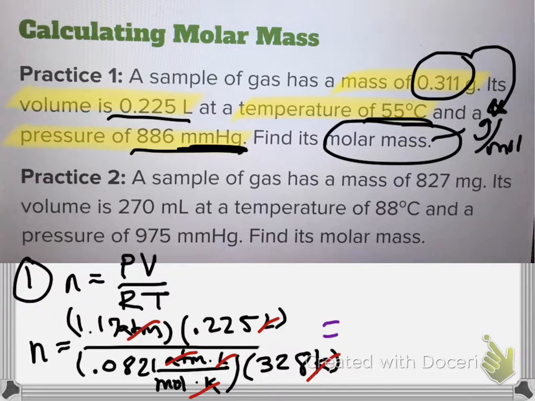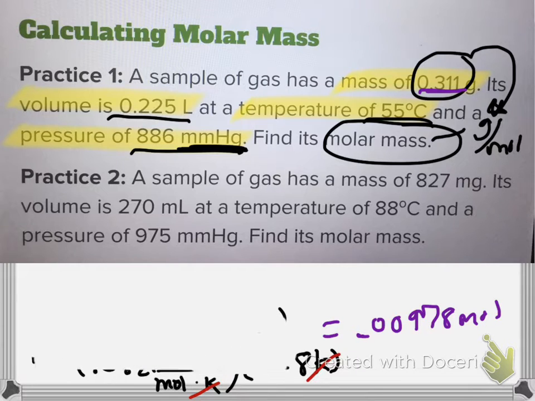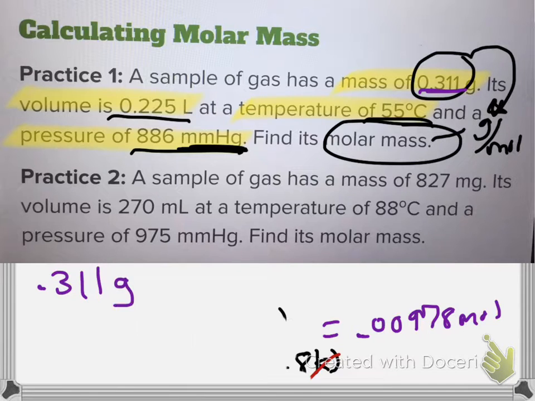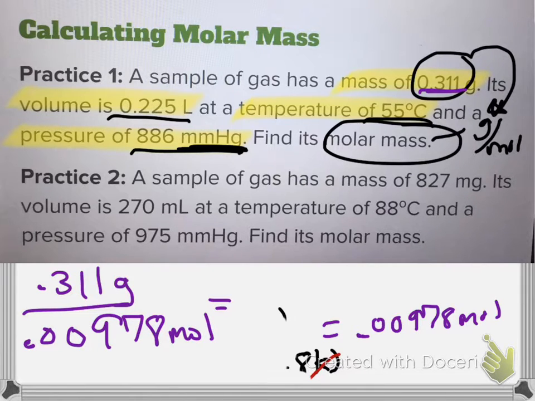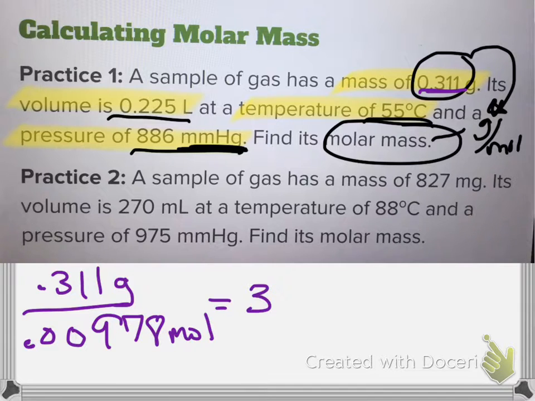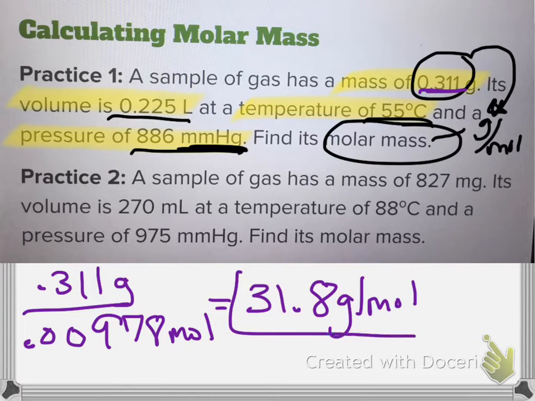And we get that our moles is 0.00978 moles. So now that we have our moles and we have our grams, we can find out our molar mass. So we are just going to do grams divided by moles, which would be our 0.311 grams divided by our 0.00978 moles, and plug that in your calculator, and you should get 31.8 grams per mole. That would be our molar mass.